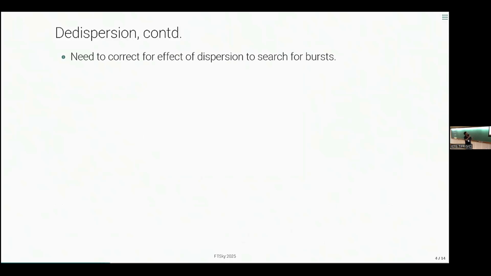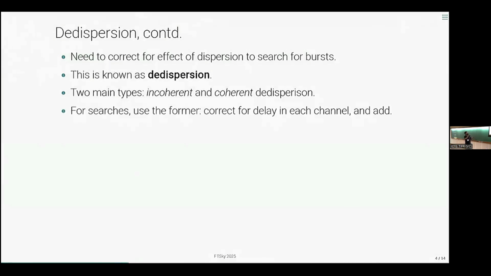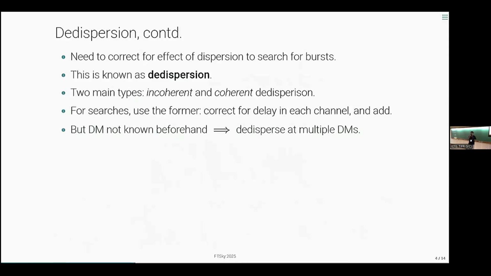Okay. So we need to correct for this effect of dispersion in our data. Otherwise, we can't search for bursts. So this process is called de-dispersion. And there are two types. I won't be going into why there are two types and what they do, but essentially we use incoherent de-dispersion when we are searching for bursts because the other one is computationally very expensive. What we do is we correct for the delay in each frequency channel, and then we just add things up.